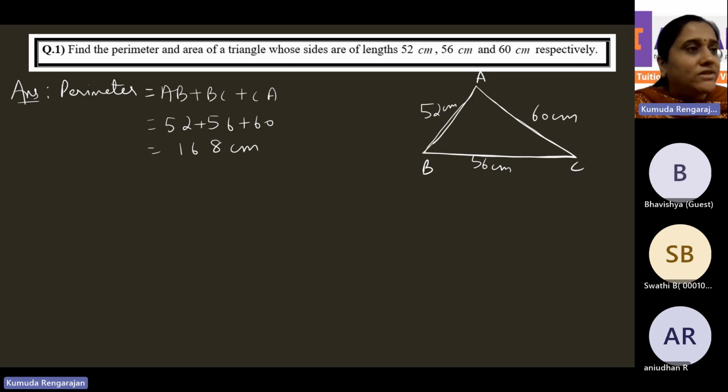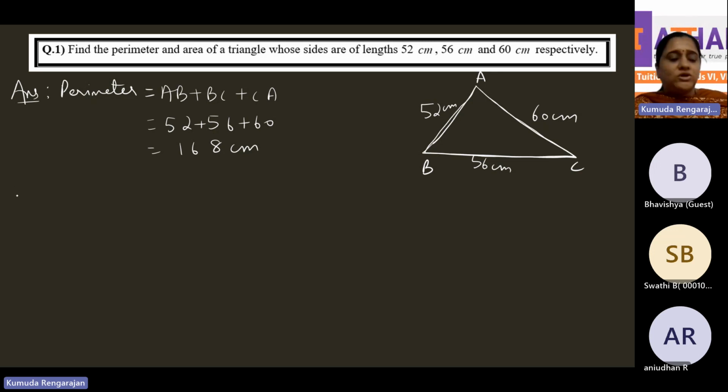Heron's formula is used to find the area of a triangle when you know only the three sides of the triangle. To use the formula half base into height, you need to know the height of the triangle, the altitude on one side. But here we don't know the altitude on any of the sides. This is where we use Heron's formula. And what is the formula? The formula is like this.